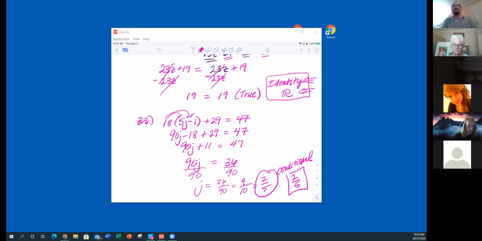Okay, so a conditional would be like J equals 4 over 11 or something like that. Is that conditional? Yes. It's true only when you plug in that number, right?